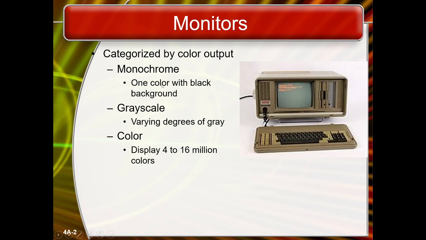So we can categorize as monochrome, which means one color with black background. The second one is grayscale, that means varying degree of gray and shading. And the other one is color. In the last one, color, it may display from 0 to 16 million colors or maybe more. So in this picture we can have a monochrome monitor.